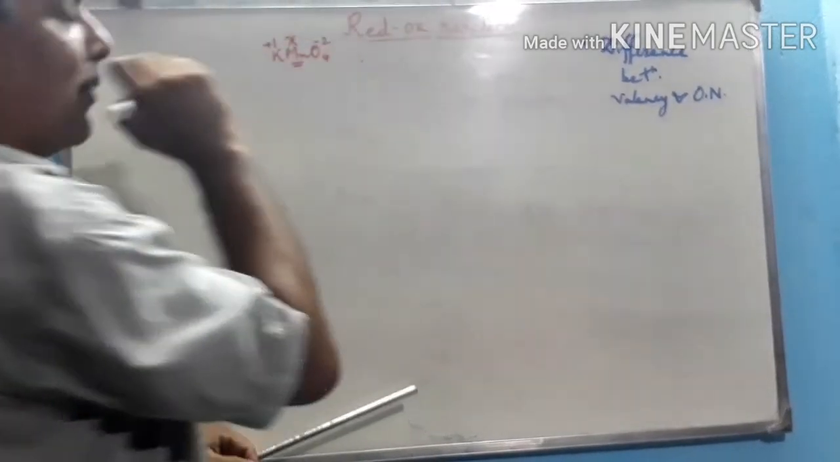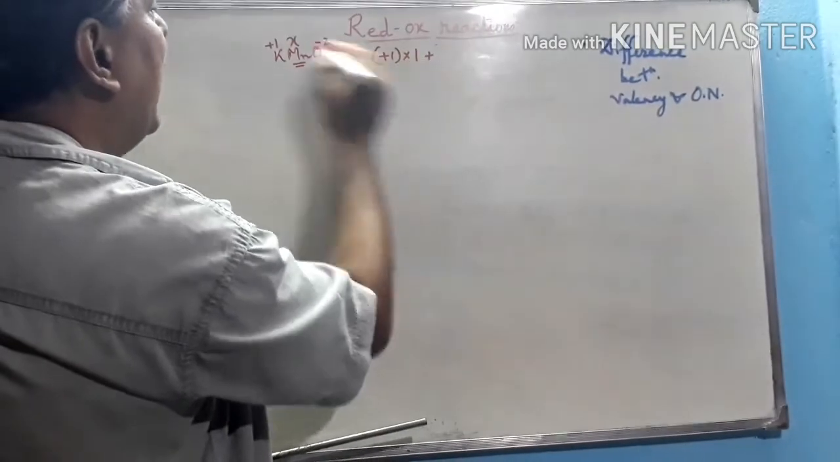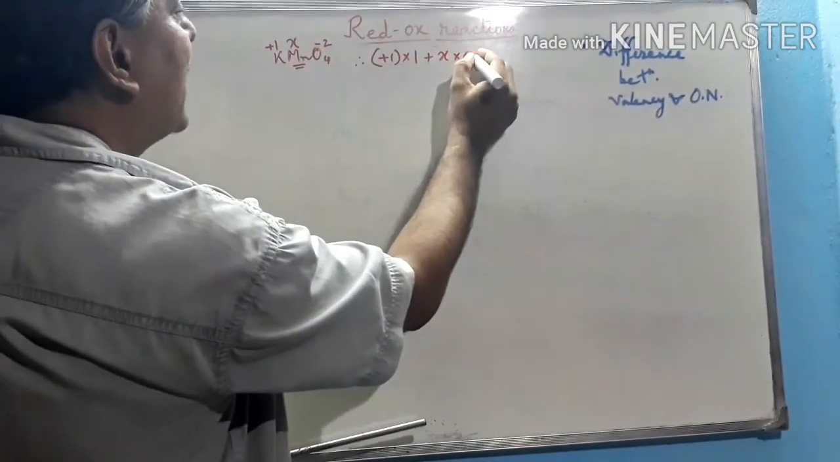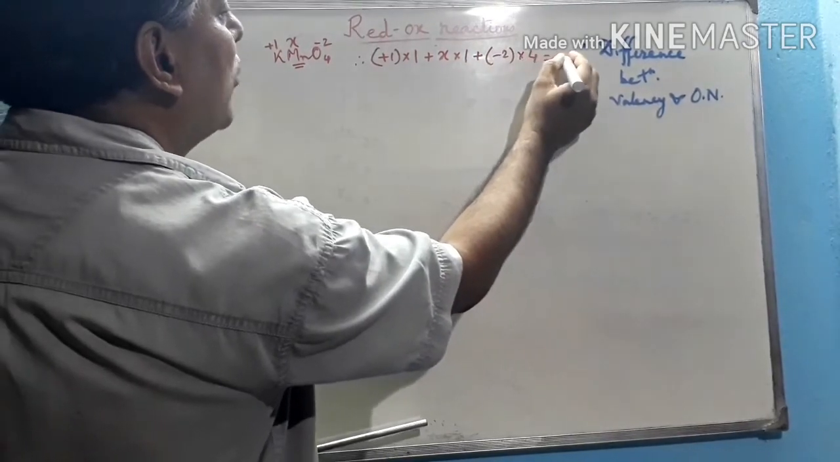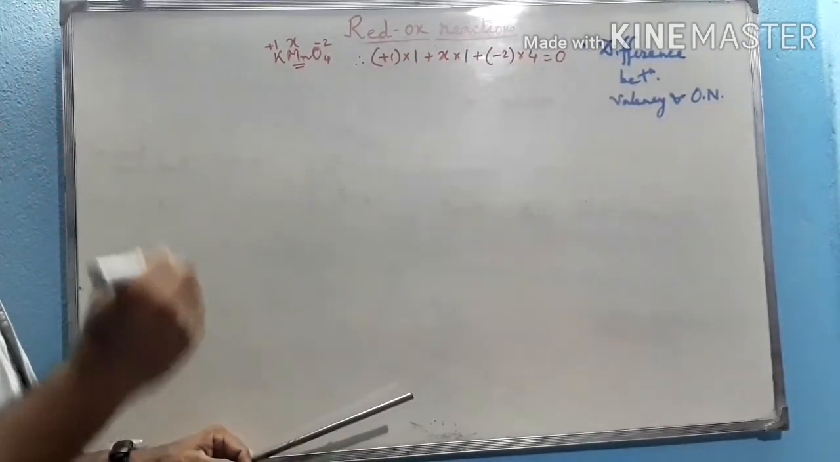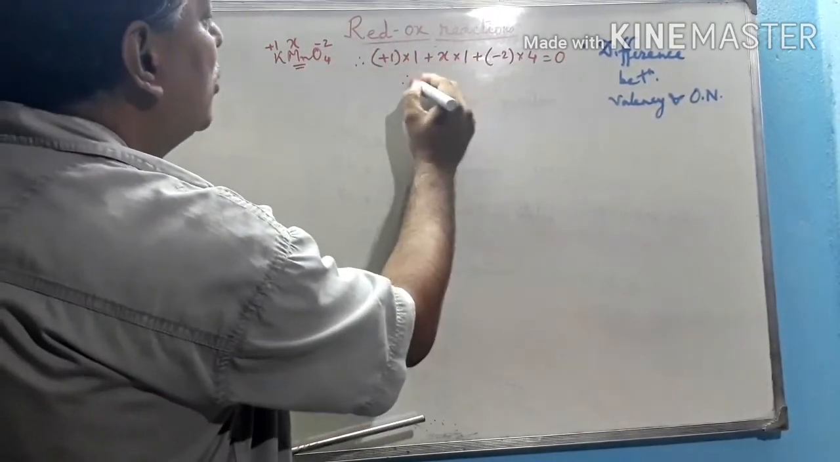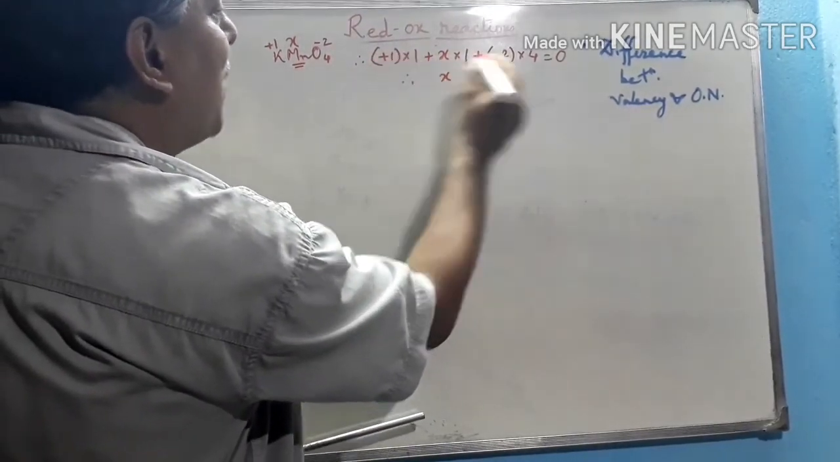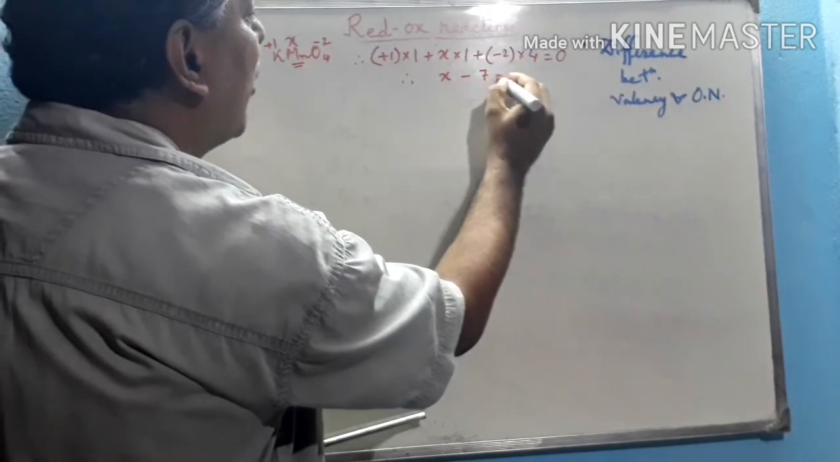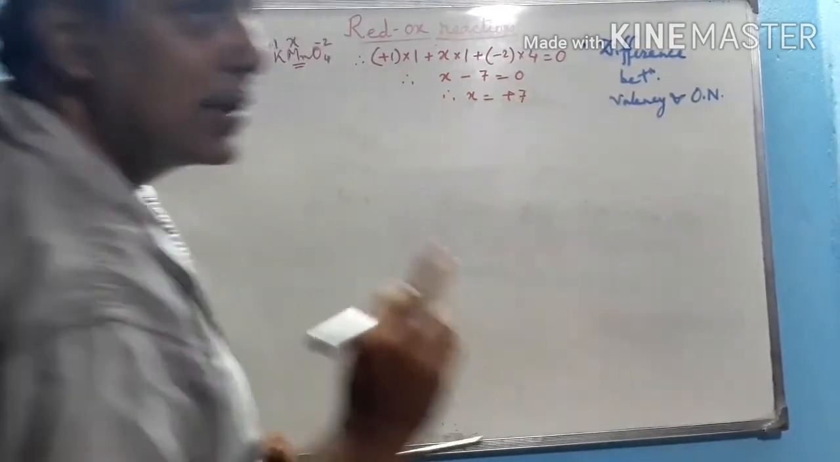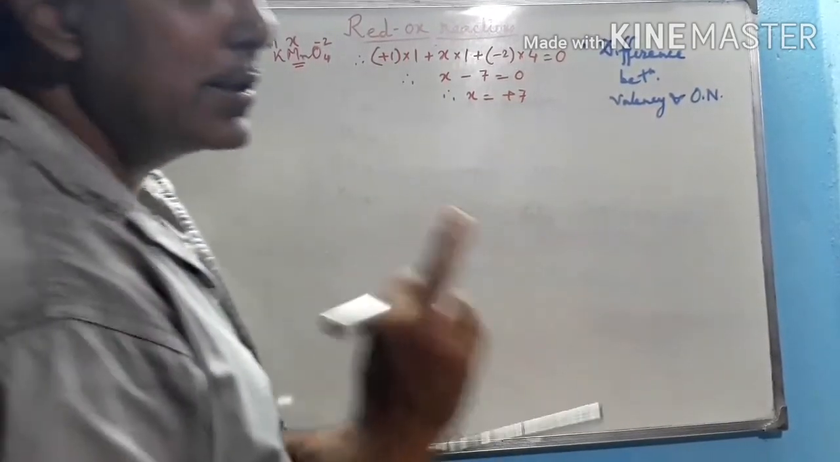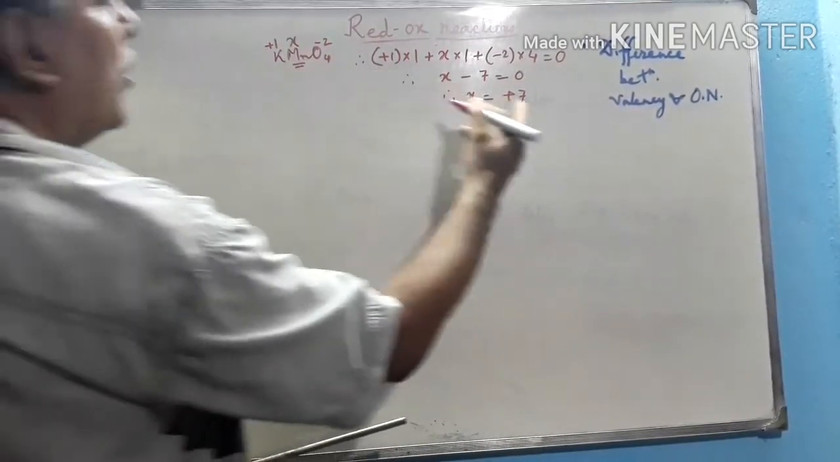So to calculate the oxidation number of manganese here: +1 into the number of potassium atoms, that is 1, plus X into the number of manganese atoms, 1, plus -2 into the number of oxygen atoms, 4, equal to 0, because the overall oxidation number of a molecule is 0. By calculating this, we get X + 1 - 8, that is X - 7, equal to 0, and therefore X equals +7. Write +7, not 7, because 7 denotes the valency, not the oxidation number. So in KMnO4, it is +7.